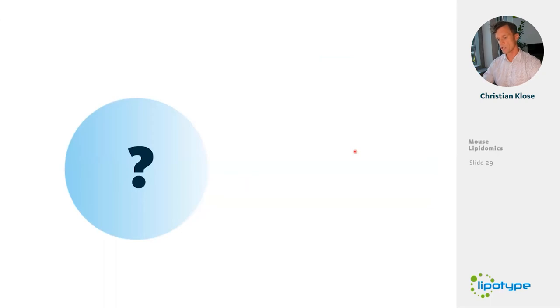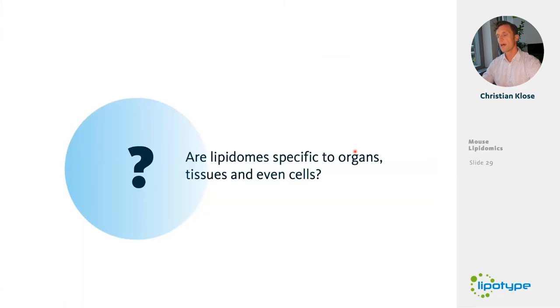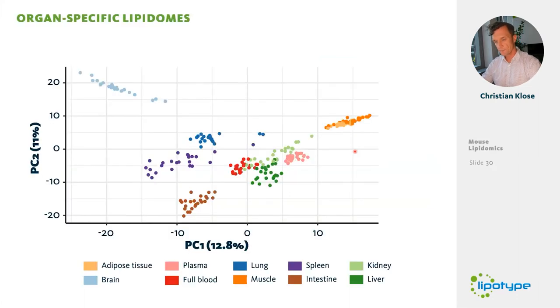So now that we have measured all these samples, we could start off and ask questions in order to deepen our knowledge about our experimental system. We started off with the question: are lipidomes actually specific to organs, tissues, and even cells? As you can see on the slide, where we show a principal component analysis on lipidomics data for these different organs, you can clearly see a nice clustering of the lipidomes of the different organs. For example, up here we see the cluster for brain samples. Down here, we see the cluster for the intestine samples. In general, each organ gives rise to a more or less specific lipid signature and to a very specific cluster in this principal component analysis.